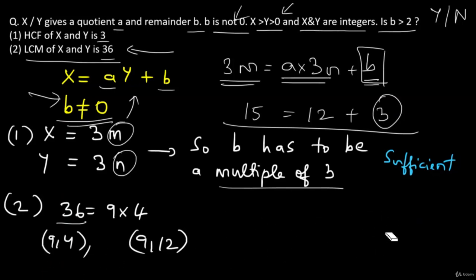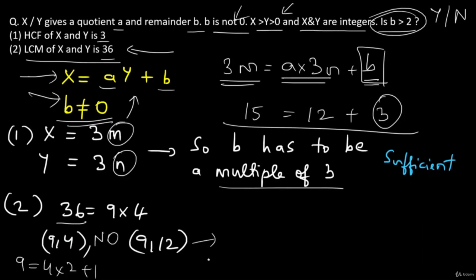9 and 12. Alright, now let's check whether this holds true, whether b is greater than 2 in these cases. So over here 9 is equal to 4 into 2 plus 1. So in this case I'm getting a no. And over here 12 is equal to, so x is the greater value, right? It's given over here that x is the greater value. So 12 is equal to 9 into 1 plus 3. So in this case I'm having a yes.